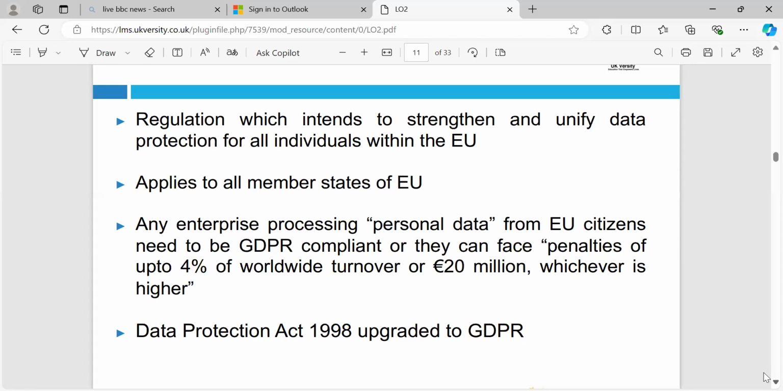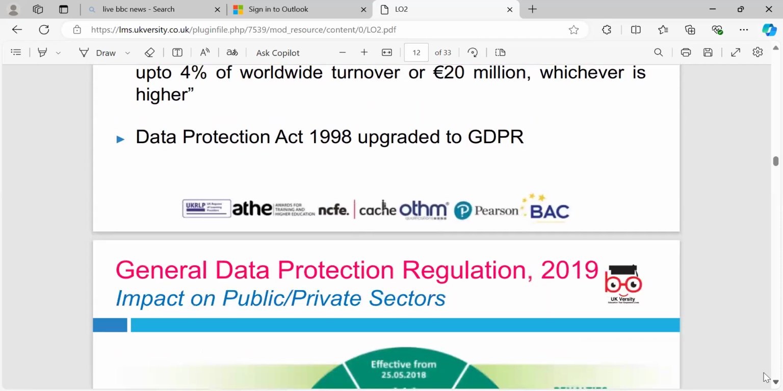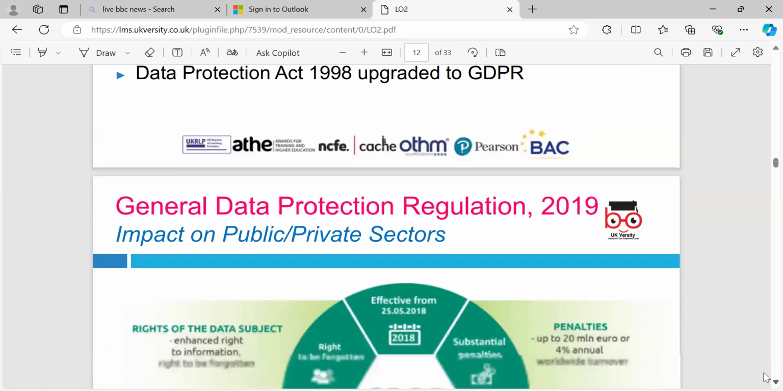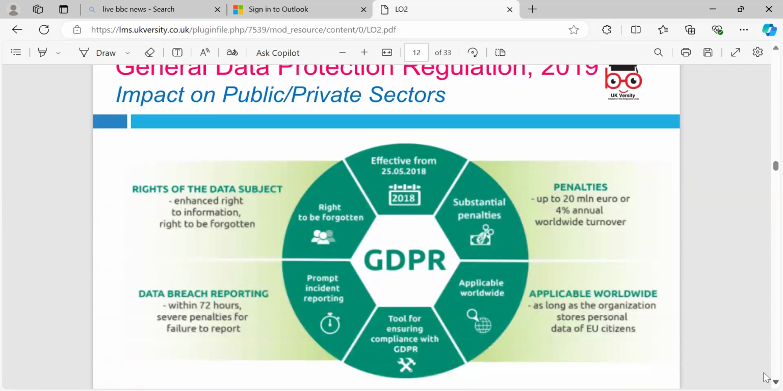Okay, 4% of worldwide turnover or 20 million, whichever is higher. The old Data Protection Act was 1998 and the new one is 2018. Okay, General Data Protection 2018. Some sections were updated in 2019, but it actually came into force on the 25th of May 2018. So penalties are 20 million euros or 4% of annual worldwide turnover for those who do not comply.